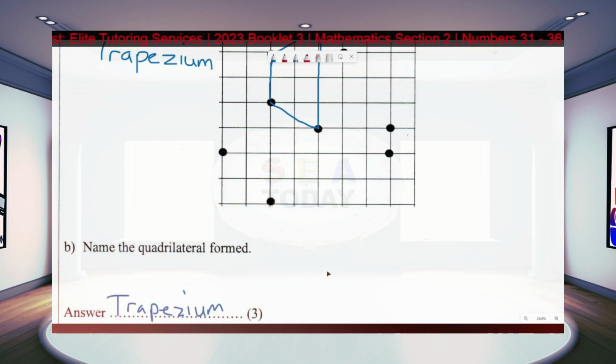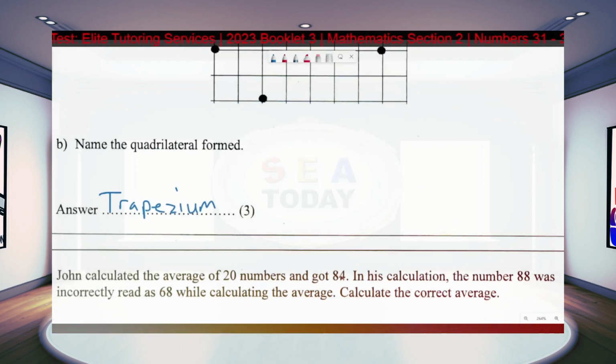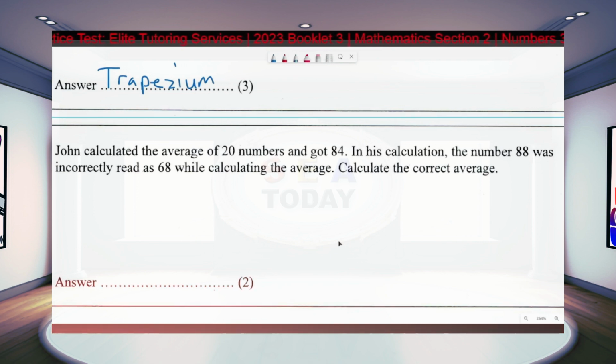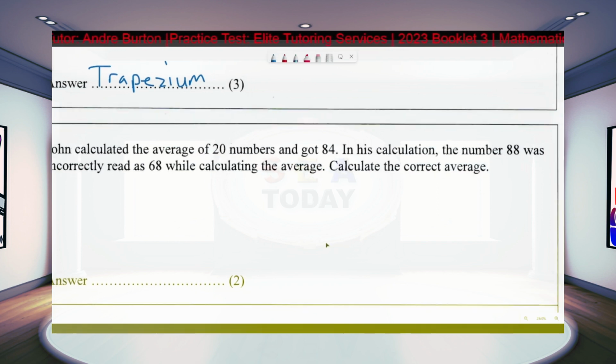Moving along to the next question. John calculated the average of 20 numbers and got 84. In his calculation, the number 88 was incorrectly read as 68 while calculating the average. Calculate the correct average. So this happens a lot of the times. We make mistakes and we need to go back and change it. So let's help John in his changes.